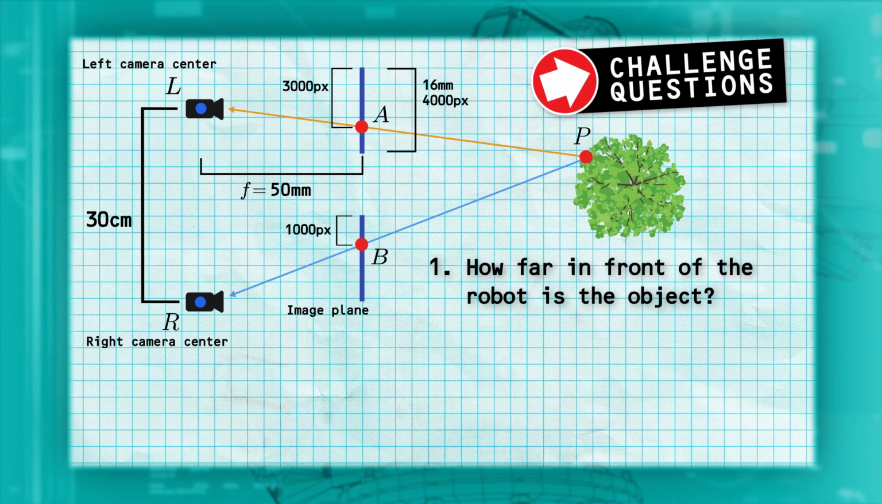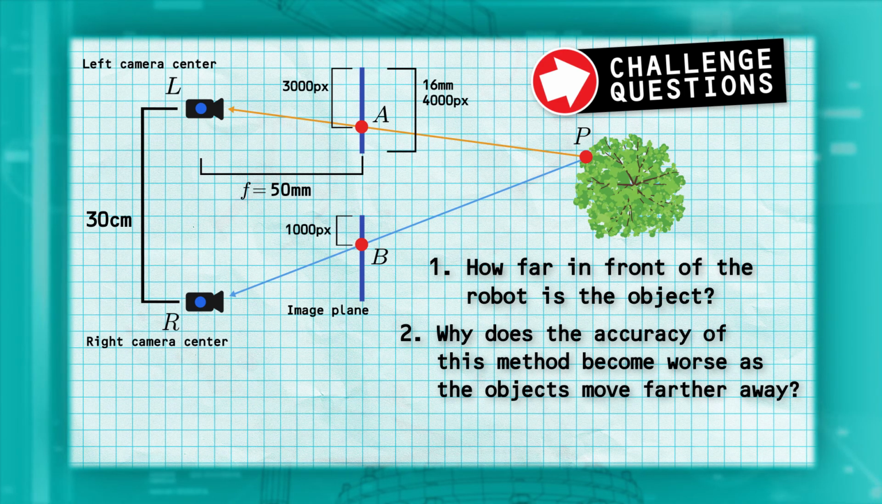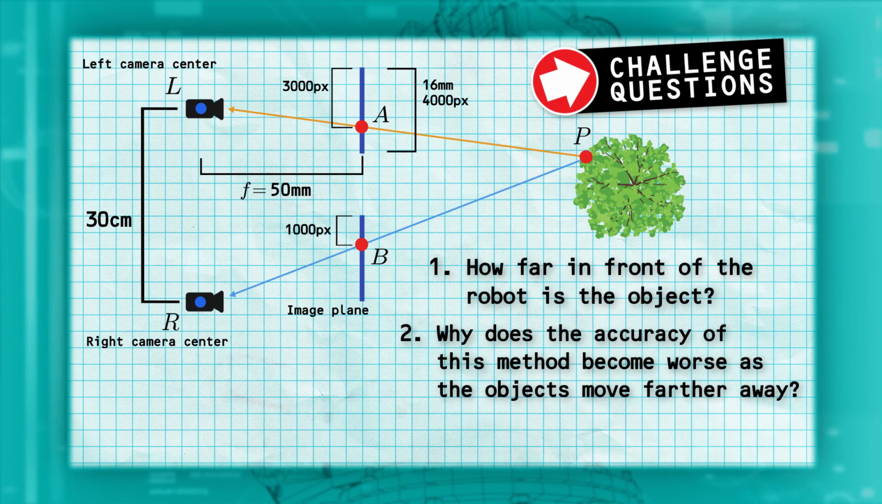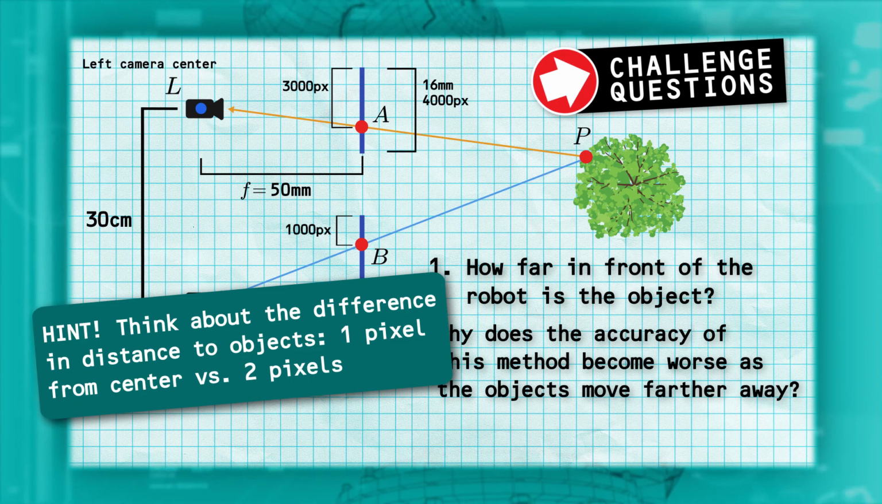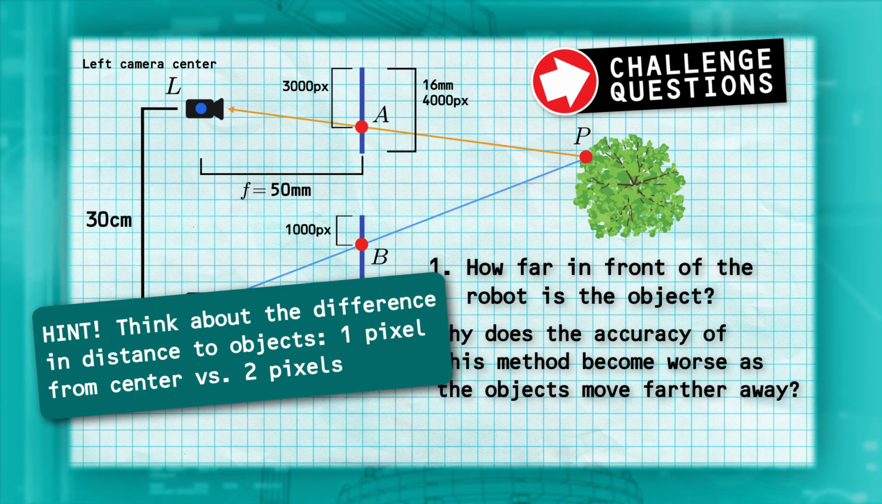Question 2 is, why does the accuracy of this method become worse as the objects move farther away? It may help to think about what the distance is if the objects are 1 pixel from the center versus 2 pixels from the center.